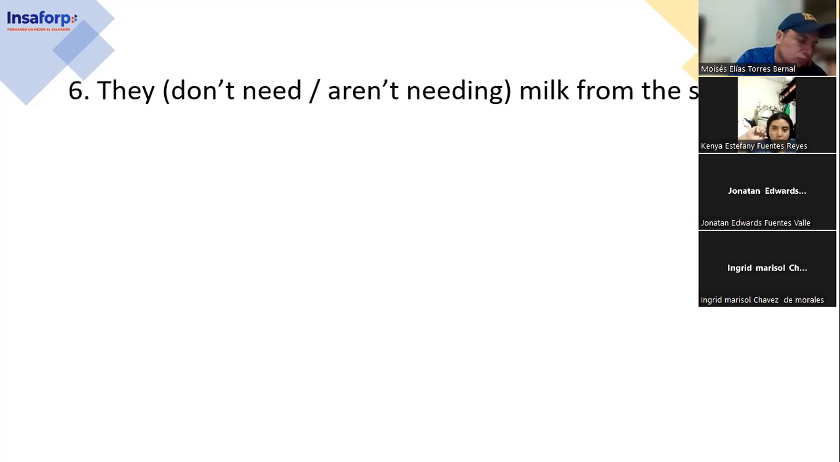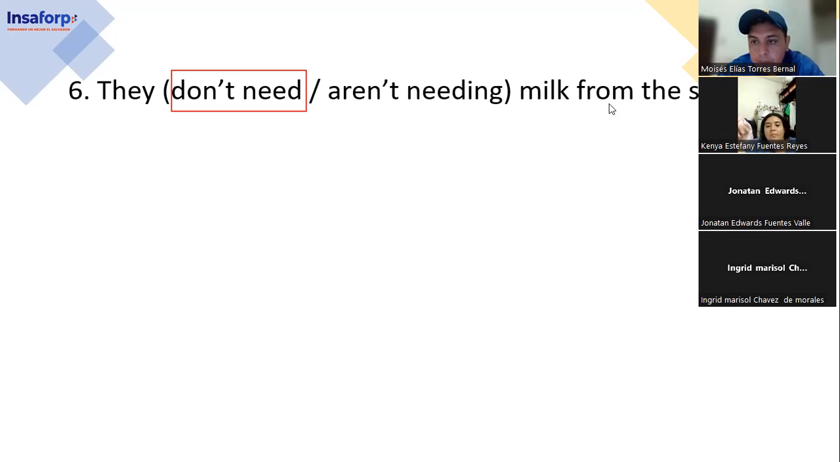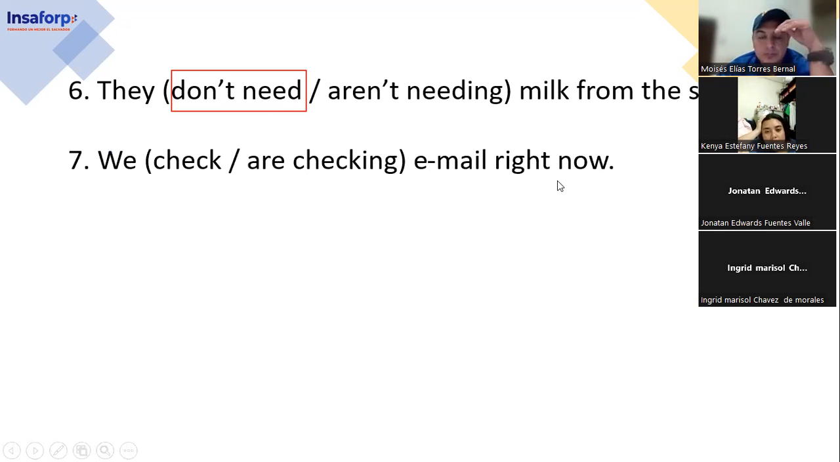And notice that in the simple present, we use the auxiliary do. In negative, don't or doesn't, right? She doesn't, he doesn't, Brenda Lee doesn't, the teacher doesn't, I don't. Entonces sería, they don't need, right? They don't need, simple present. Why? Because you're using a special verb. Estamos usando un verbo especial que normalmente, no estoy diciendo que nunca se usa, pero normalmente se usa just in the simple present, right? Okay, thank you, Brenda Lee. They don't need. Good. Hello, Kenya. Can you help me with the sentence number 7, please? We check email right now, in this moment, or we are checking email right now?